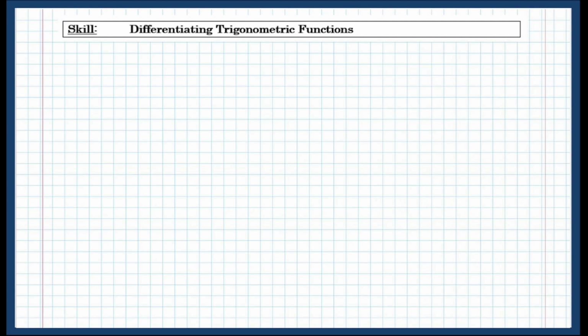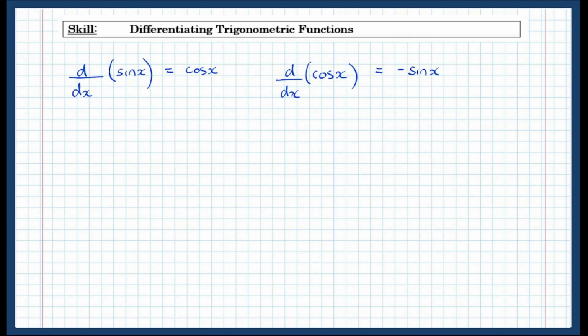In this lesson, we're going to be having a look at differentiating trigonometric functions. So two facts you need to learn here. The differential of sine x is cos x, and the differential of cos x is minus sine x. So I'll reiterate, you need to learn this fact here, know that off by heart, that the differential of sine x is cos x, and this fact here, that the differential of cos x is minus sine x.